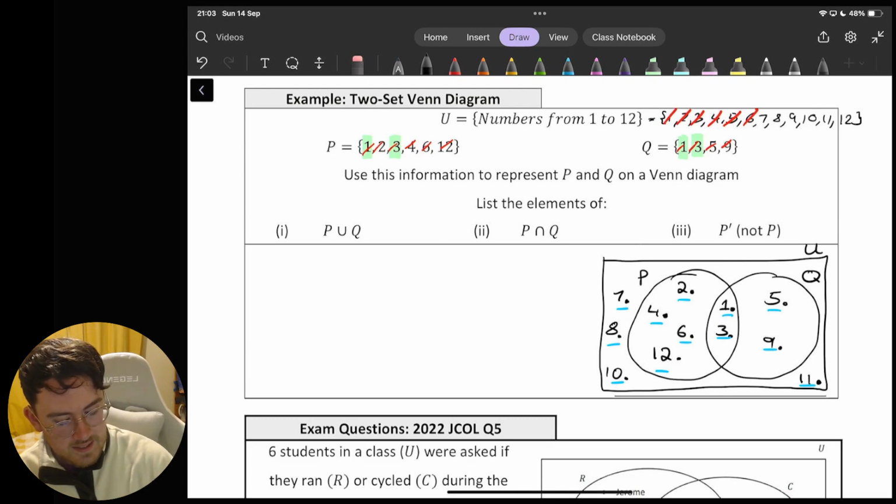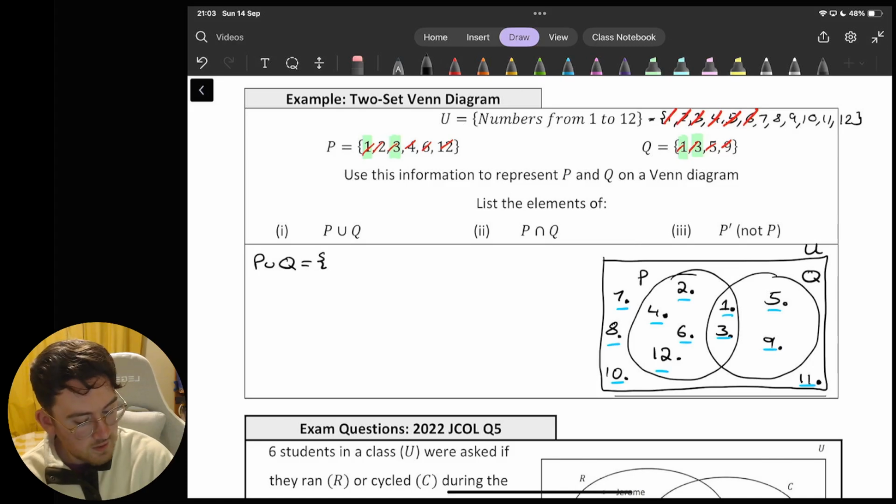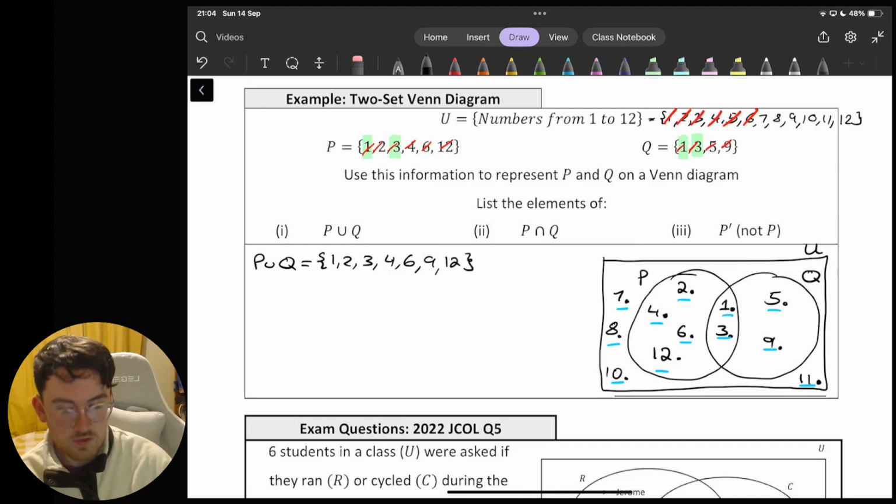Then we were just asked to list out these individual parts. This first symbol we have here, the little U symbol, the small u means union. It's just in P or Q. So we're only looking at the things that are included in the diagram here. Again, I'm going to make an effort, if I can, to do these in order. Just makes things easier for both myself and a potential examiner.